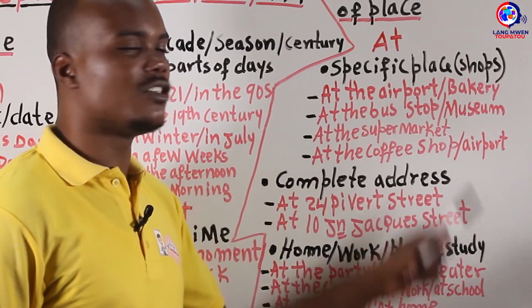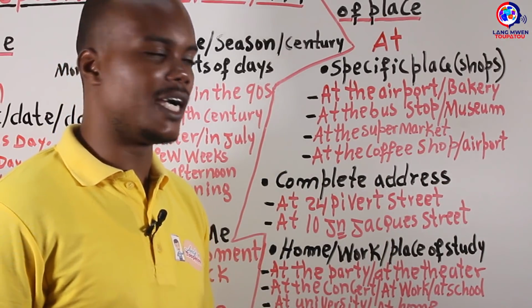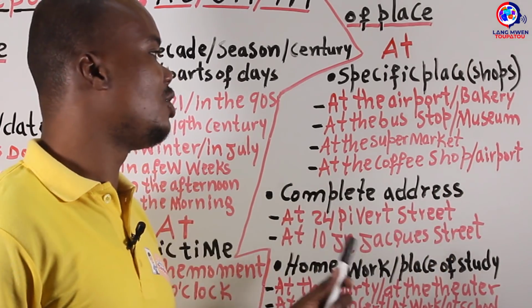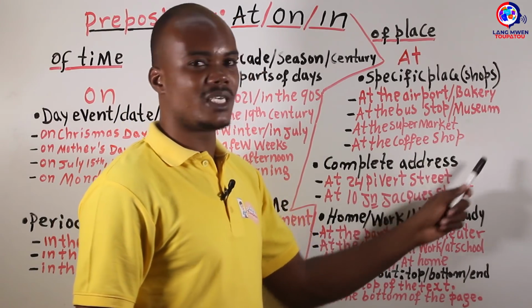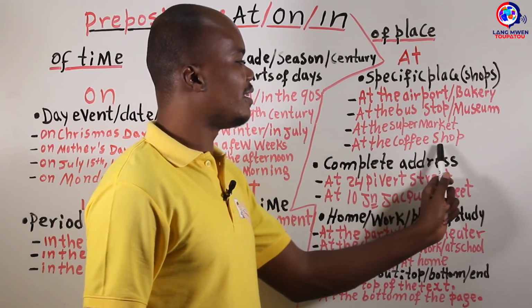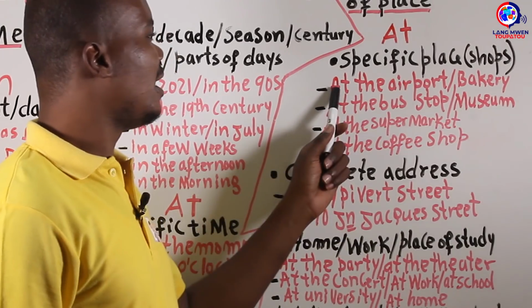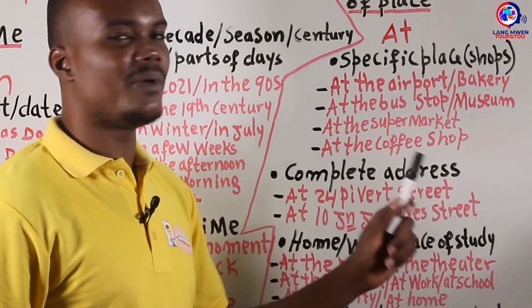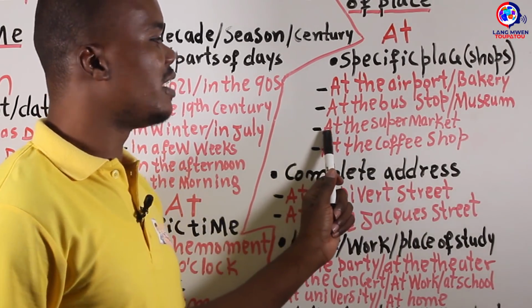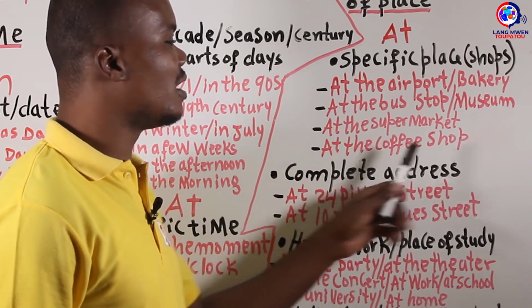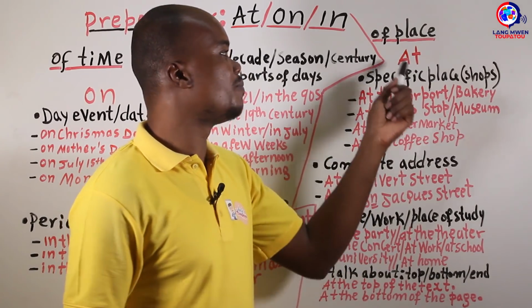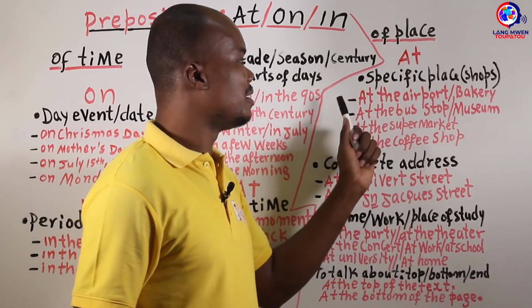And you can say at the supermarket. At the supermarket. Or you can say at the coffee shop. At the coffee shop. You say at the airport, at the bakery, at the bus stop, at the museum. You say at the supermarket, and you can say at the coffee shop. So when talking about a specific place, you use preposition at. Good.